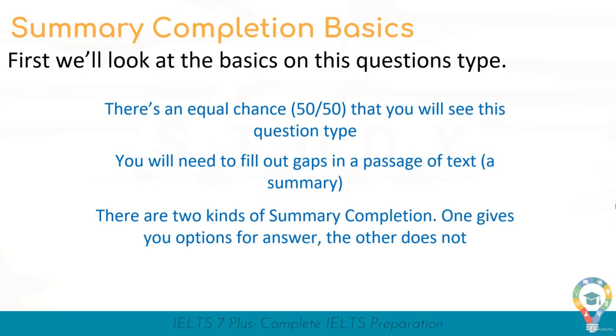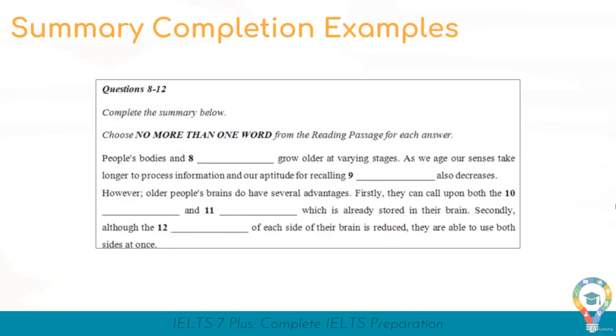There are two kinds of summary completion questions. One of them gives you options in a box for the possible answers in the missing gaps. The other does not give you any answer box, and you need to take the answers from the text. Here is an example of the first type of summary completion without the box.